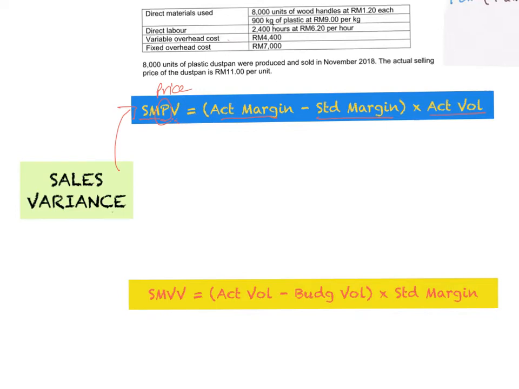Another variance under sales variance that we will look at is the sales margin volume variance. We are going to compare the actual volume, or the actual units sold, against the budgeted volume, or the budgeted units sold, times the standard margin. So these are the two variances that you will need to look at under sales variance. It is quite short and quite simple. Still, we compare based on the price and based on the quantity.